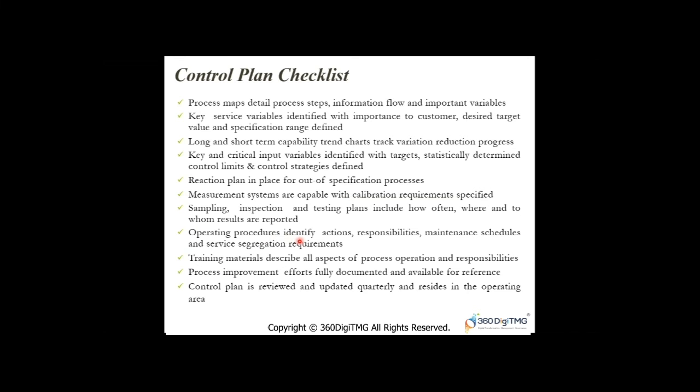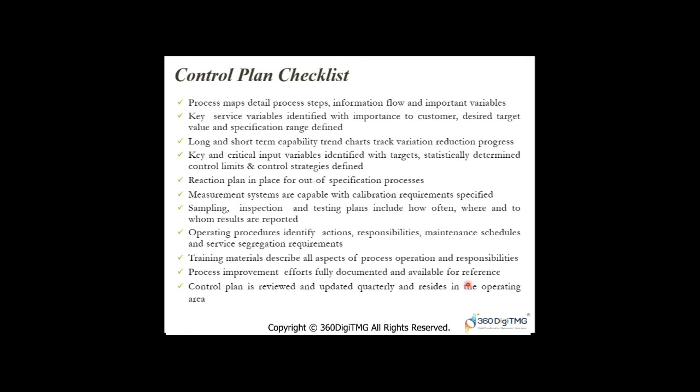Standard operating procedures are going to identify the actions, and primarily the roles and responsibilities. Are you going to do any maintenance on your current machines or things like that? If yes, what are the maintenance schedules? And service segregation requirements. How are you going to segregate the service from your different operations, different projects, and things like that? Training materials are extremely important, which are going to describe the aspects of process operation and responsibilities. Who is going to train? How are you going to train? What is the process improvement that you have brought in? You need to train the people also on the changed process. That is extremely imperative. Process improvement efforts should be fully documented and available for reference.